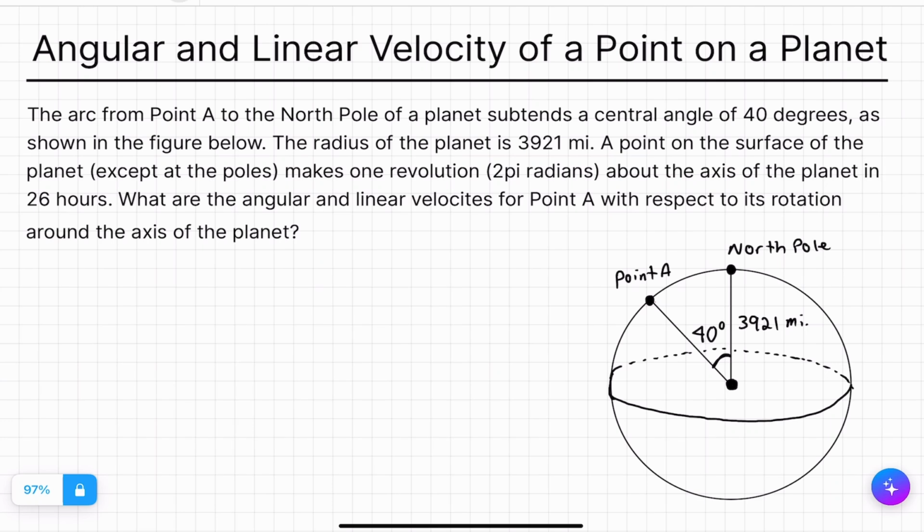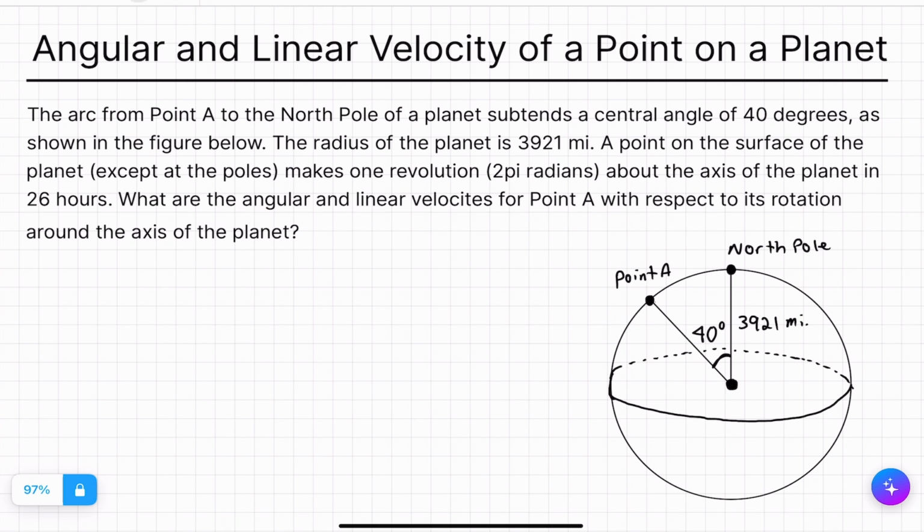Today, I'm going to be solving a problem involving angular and linear velocity of a point on a planet. Let's get started. The arc from point A to the North Pole of a planet subtends a central angle of 40 degrees, as shown in the figure below. The radius of the planet is 3,921 miles. A point on the surface of the planet, except at the poles, makes one revolution about the axis of the planet in 26 hours. What are the angular and linear velocities for point A with respect to its rotation around the axis of the planet?